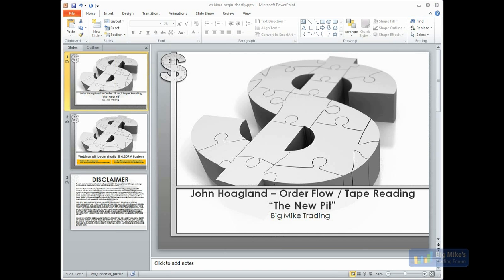Today, John is going to be talking about order flow and tape reading, or what he calls the new pit. And John comes from the floor, so that's the old pit, and now everything has moved to screen trading, obviously. So the new pit is basically reading order flow and reading the tape.